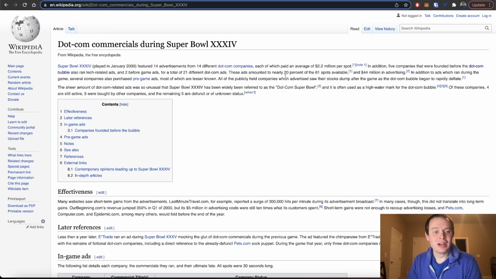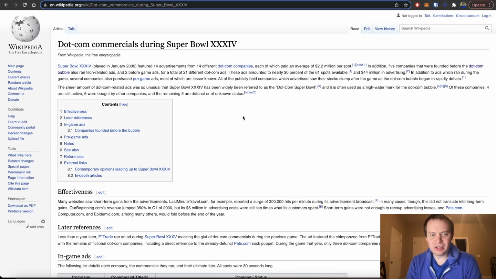One of the lessons, of course, is if you put all of your money in random dot-com companies that you really had no idea what they were about, a lot of those have basically just never been heard of again. Look at this statement right here. The sheer amount of dot-com related ads was so unusual, it had been widely referred to as the dot-com Super Bowl, and it's often used as a high watermark for the dot-com bubble. Of these companies, of the 14 companies, 4 are still active. 5 were bought out, but 4 are still active. So think about that for a minute. Out of 14, only 4 are still active when this was written.